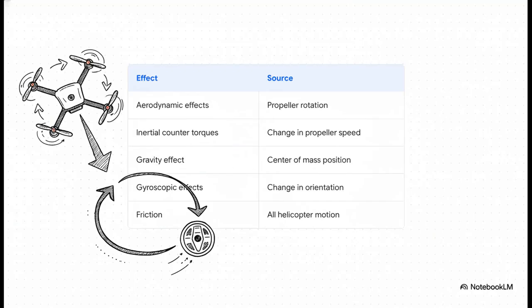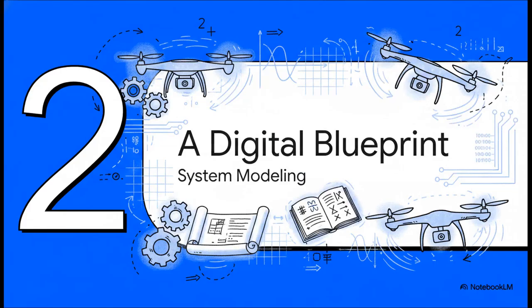And this table here gives you a little taste of just how complex we're talking. I mean, it's not just one or two things. You've got the obvious one, right? Gravity, pulling it down. But then you have all these wild aerodynamic effects from the air rushing over the propellers. You've got inertial countertorques that happen every time a motor speeds up or slows down. And you've got these really powerful gyroscopic effects that are constantly trying to resist any change in direction. Every single one of these has to be accounted for. No exceptions.